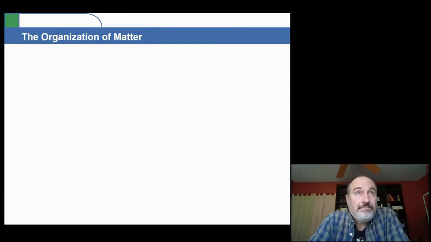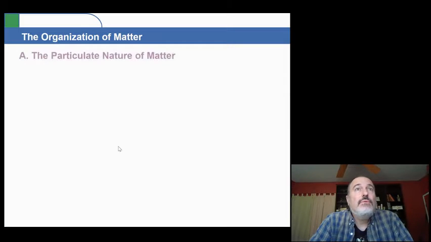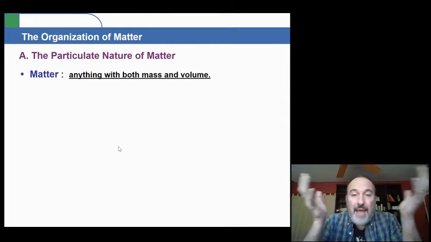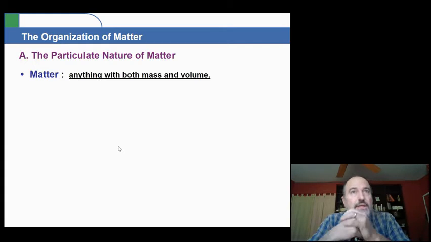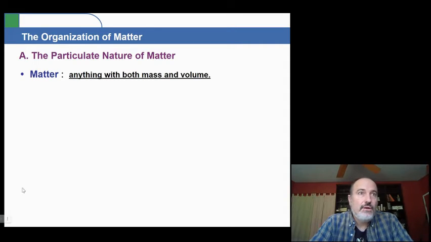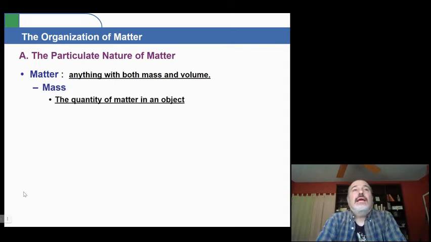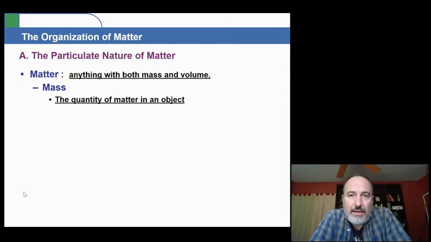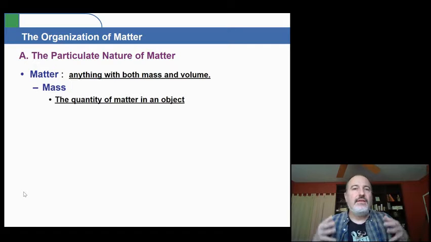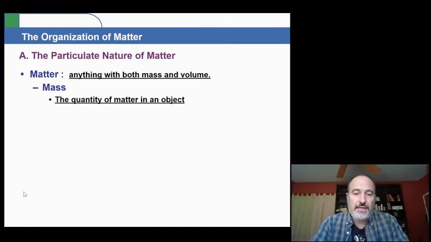Now, first of all, we're going to start off with what matter is, okay? Matter, as opposed to energy, is anything that has both mass and volume. So any substance has to have both mass and volume. Of course, what's mass and what's volume? Well, mass is the quantity of matter in an object. How much stuff there is inside an object.